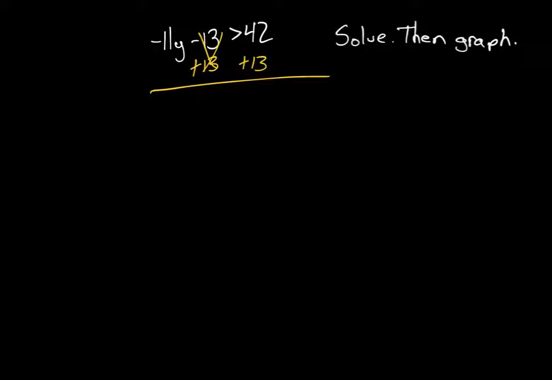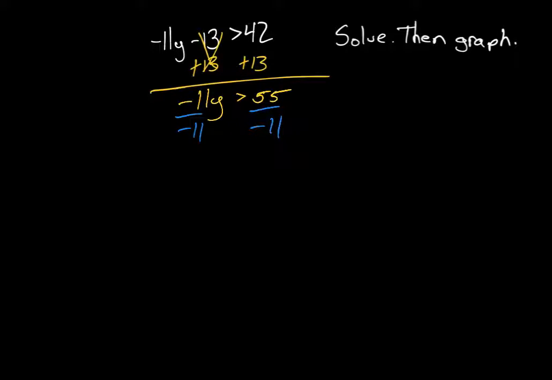42 plus 13 is 55. Bring down the same sign. I'm not going to switch it since I didn't multiply or subtract by a negative. Bring down the negative 11y. Excellent. Now I'm going to divide by negative 11.